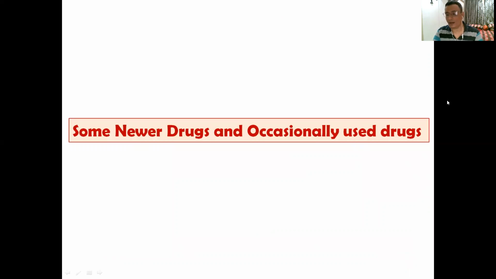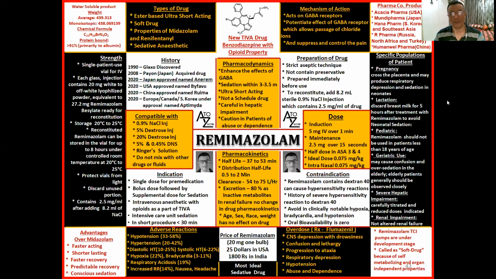Some newer drugs have come to the market, and some are occasionally used. First is remimazolam. Remimazolam is a recently introduced drug, a benzodiazepine with opioid-like properties. So the effect is like a benzodiazepine, but the metabolism is like narcotics. It was invented in Japan in 2020. The name is Anirem. In the USA, it is called Byfavo. In China, it is called Ruima. In Europe, Canada, and South Korea, it is called Aptimida.